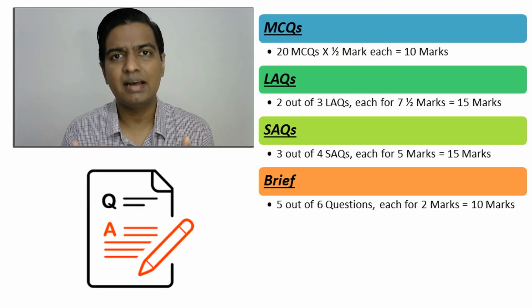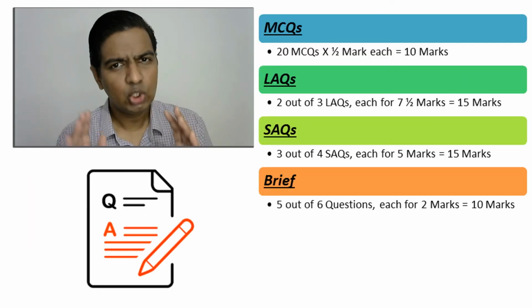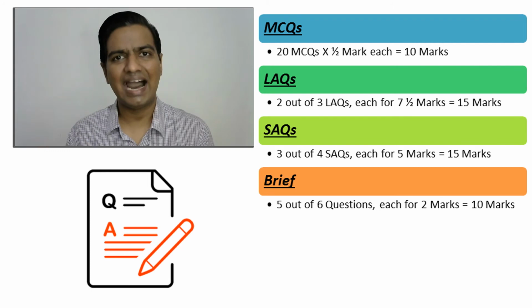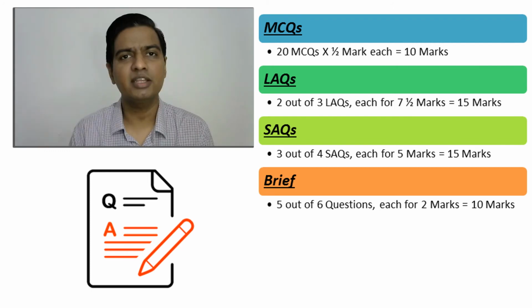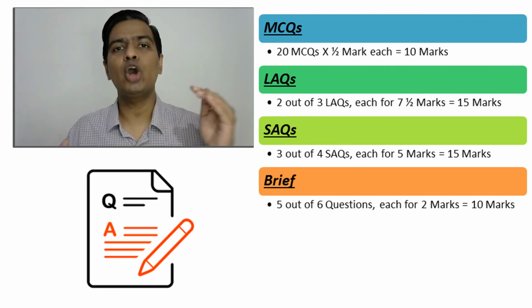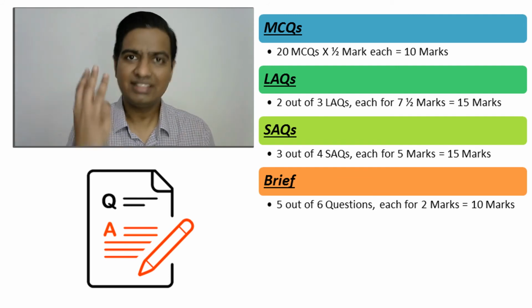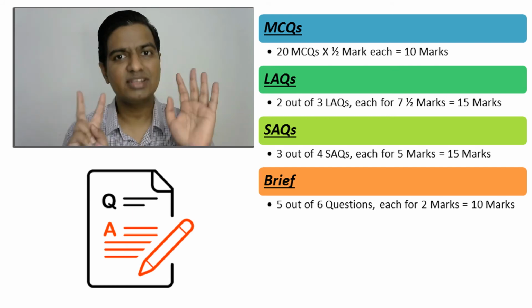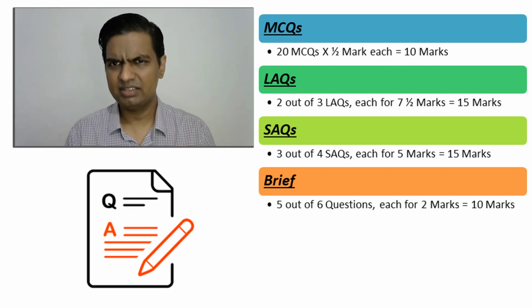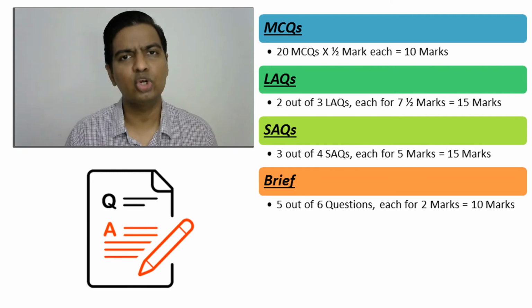The exam pattern would be 20 MCQs, each for half a mark. So multiple choice questions, half a mark each, 20 MCQs, that's 10 marks. Then you will have long answer questions. You will be given 3 questions and you need to answer any 2 of them. Each long answer would be for 7.5 marks. That makes it 15 marks. So 25 marks are over here.